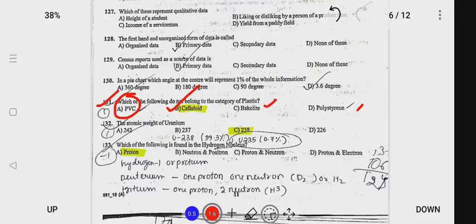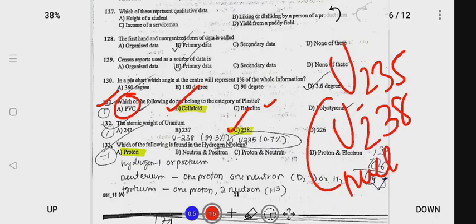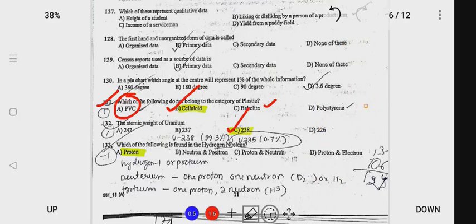Next, the atomic weight of uranium is 238. Uranium has two isotopes, uranium 238 and uranium 235. Uranium 235 is used for nuclear reactors, so nuclear power stations use uranium 235. Uranium 235 is very rare, only 0.7%, and 99.3% is uranium 238, which is found on the Earth's surface.